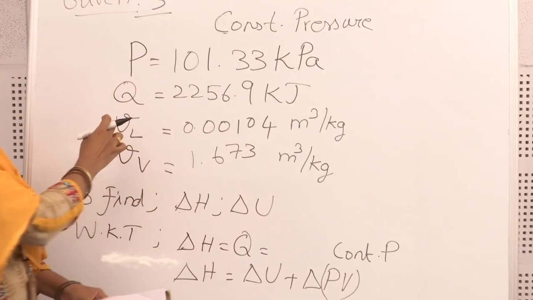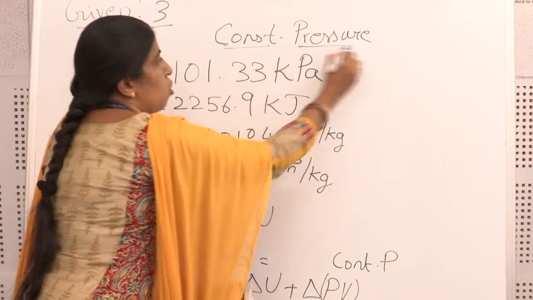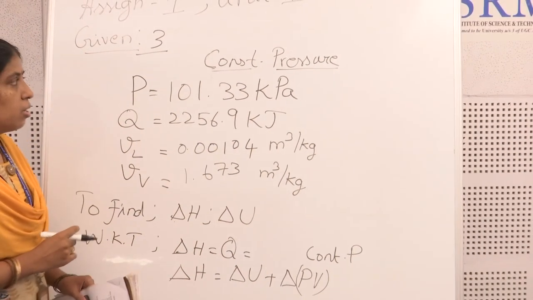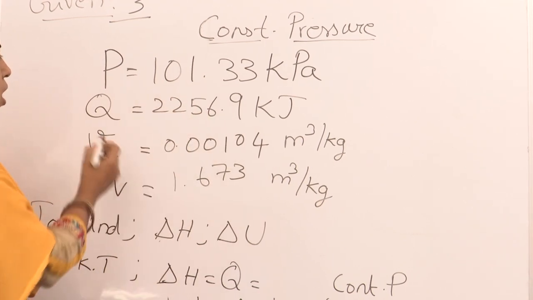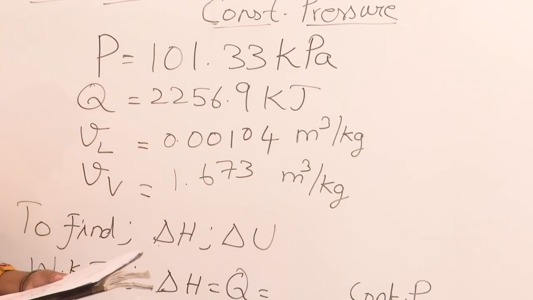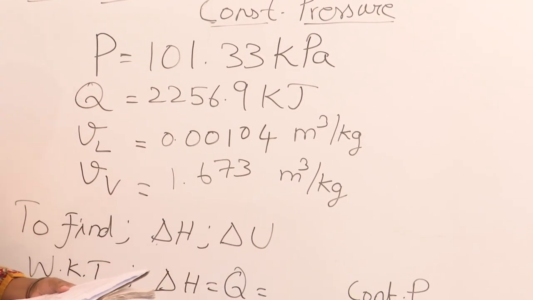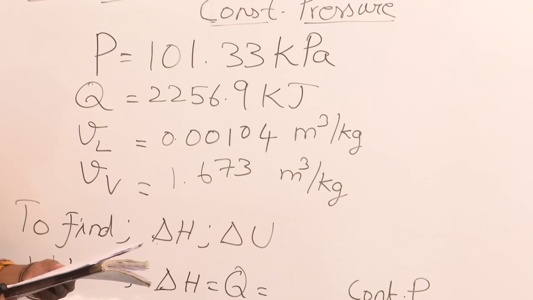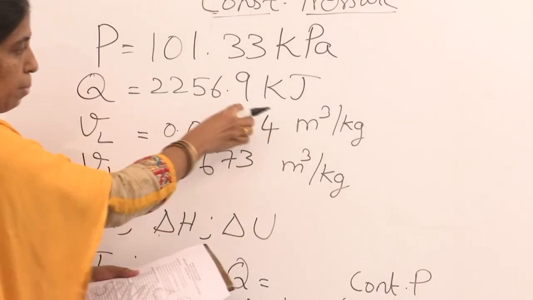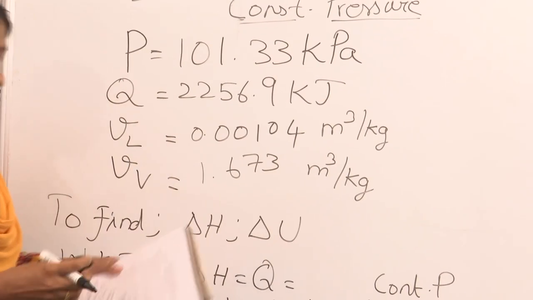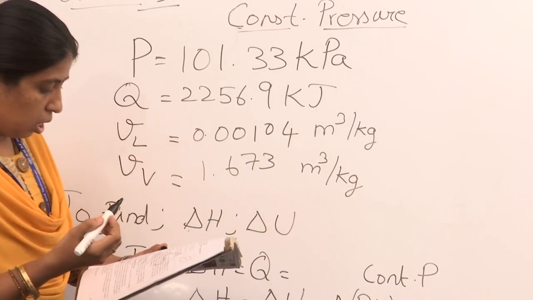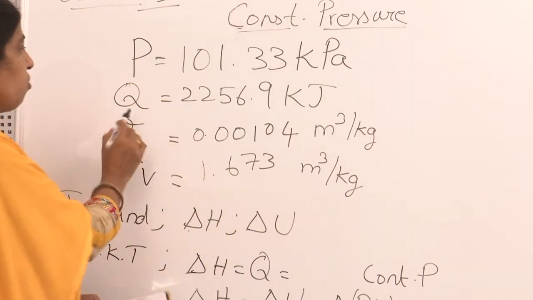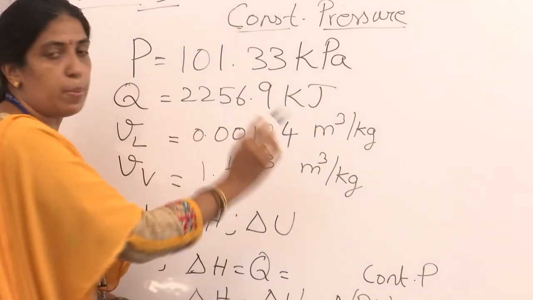What is given in the question is constant pressure. A pressure of 101.33 kilopascal is given. For this, a heat of 2256.9 kilojoules is added to the water. So during the process of vaporizing, a heat Q of this amount is being added.